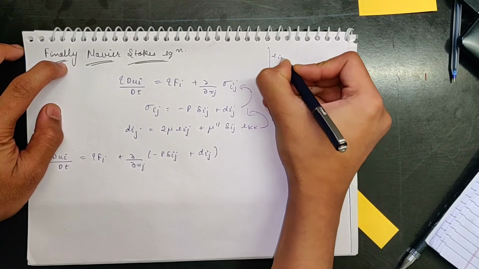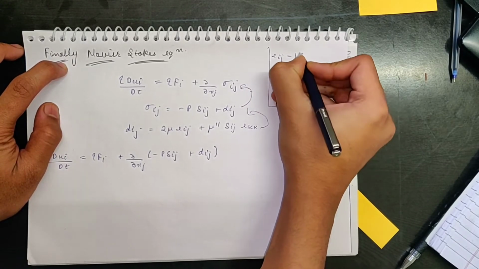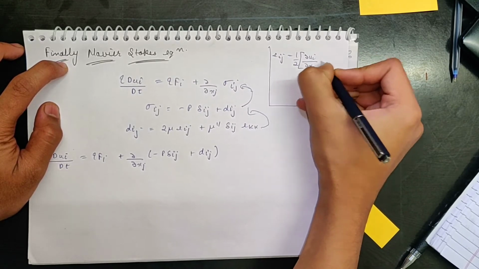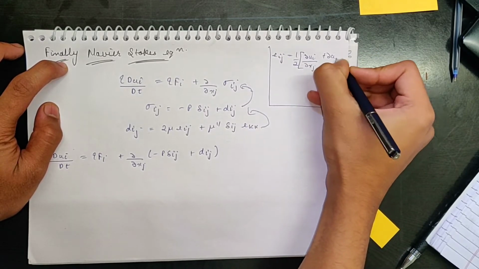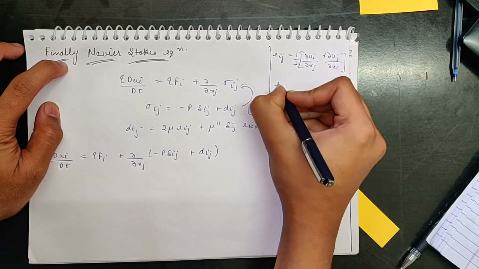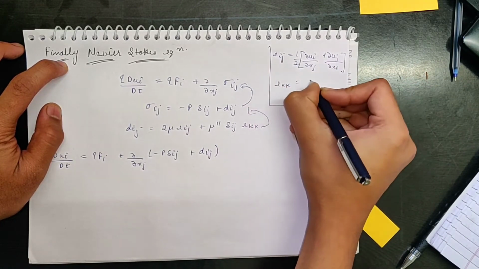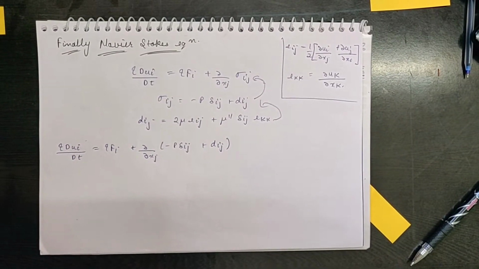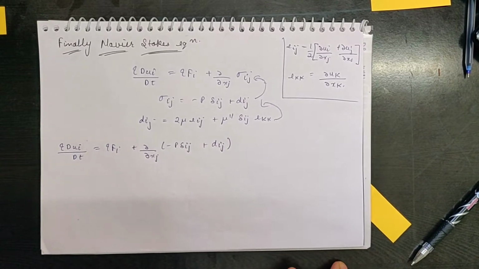Using eij, you will do 1 by 2 delta ui by del xj plus delta uj by del xi. So we have E of kk is simply delta uk. Yeah, so now we can substitute the equation here.